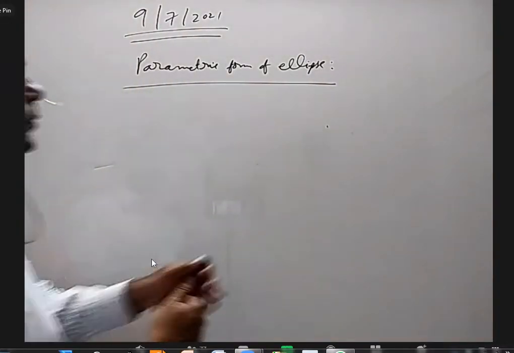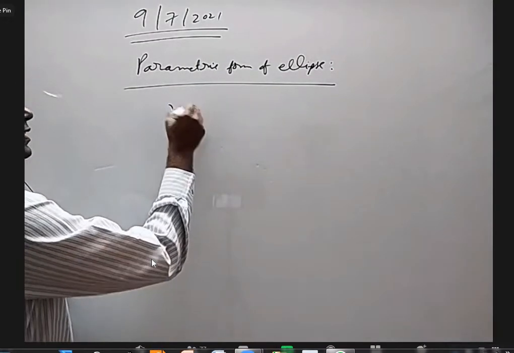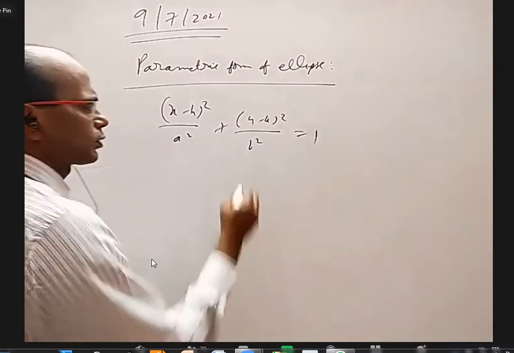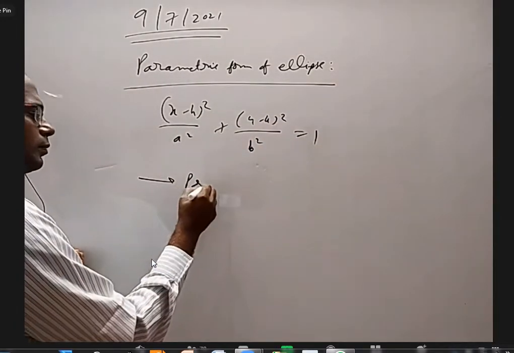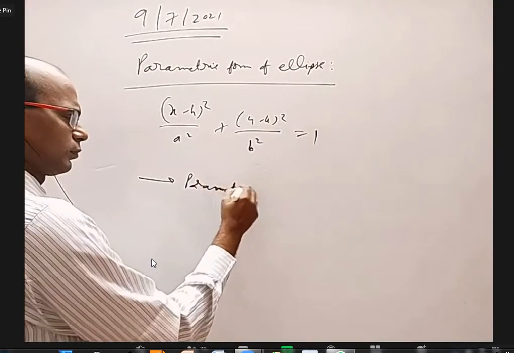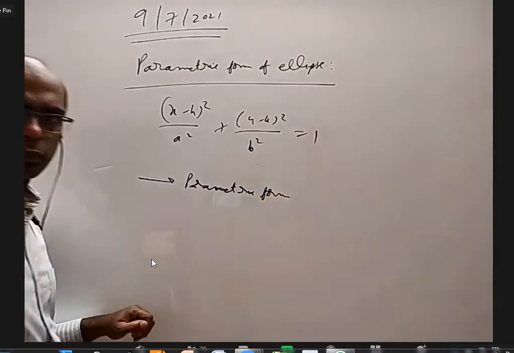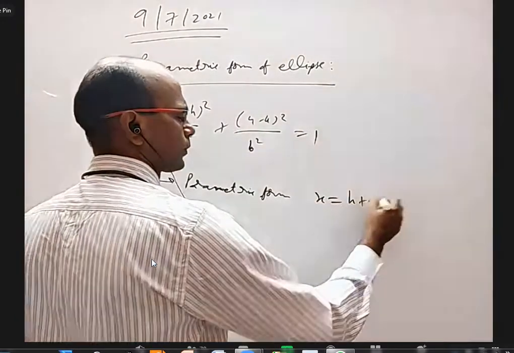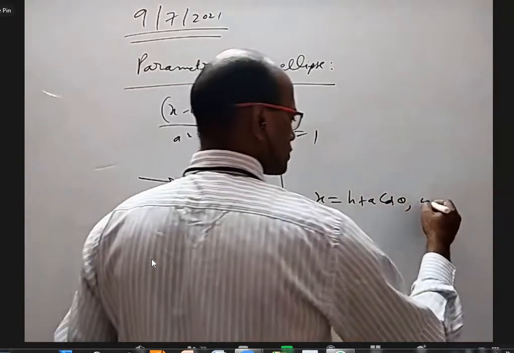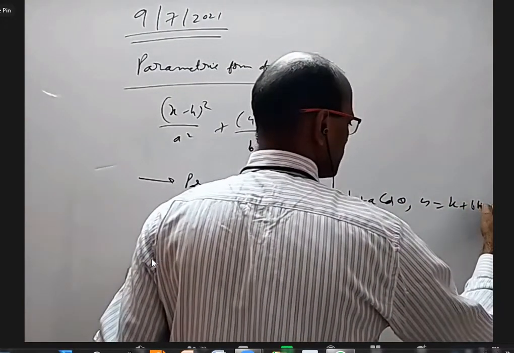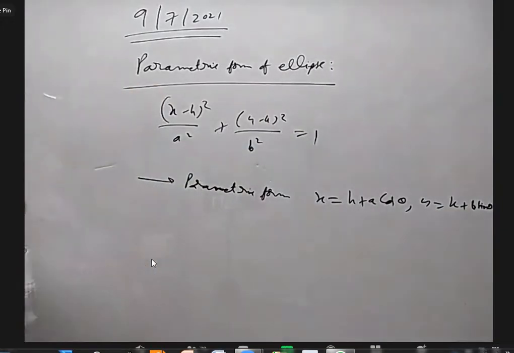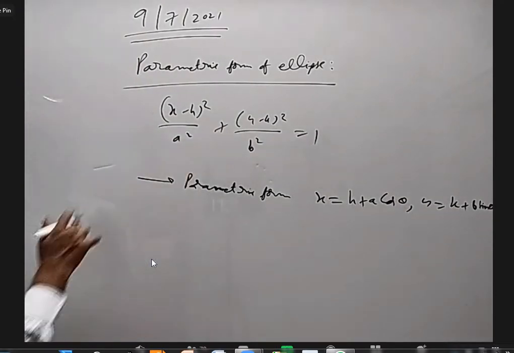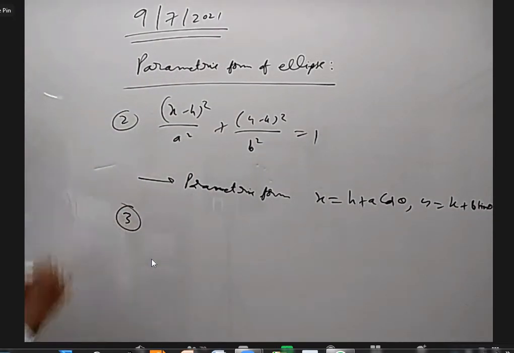Anyway, if I take (x minus h) whole square by a square plus (y minus k) whole square by b square equal to 1, what will the parametric form be? x is equal to h plus a cos theta and y is equal to k plus b sin theta. So you wrote the previous parametric form and the meaning of theta, and next this one. Okay, this is the second point. Okay, third point.